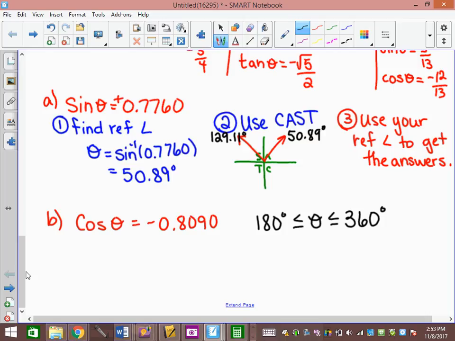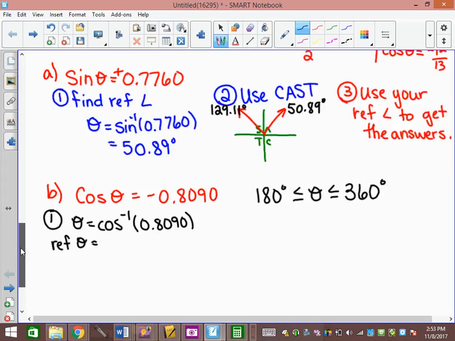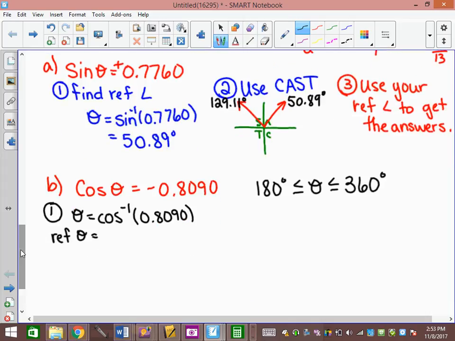So step 1, find your reference angle. So theta equals cos negative 1 of what? What do I use? Positive 0.8090. Then reference theta equals what? What'd you get? Was that rounded? Okay. So 36. Then step 2.